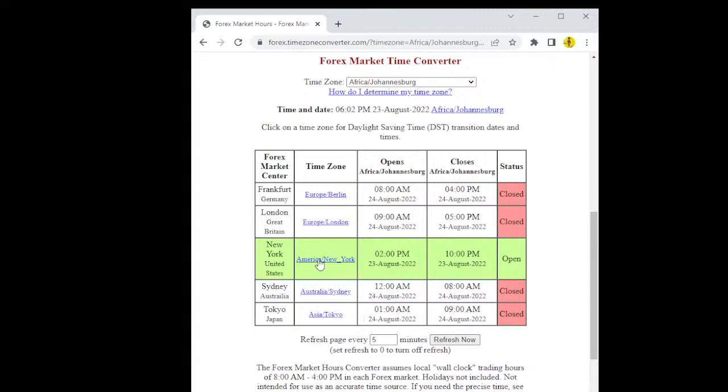Before I go to the Tokyo session, the indices that you can expect to move in the New York session are obviously my favorite: US 30, NAS 100, SP 500. Those are the ones that matter. There are others that will move, but who cares? Those are the ones that matter during that time.